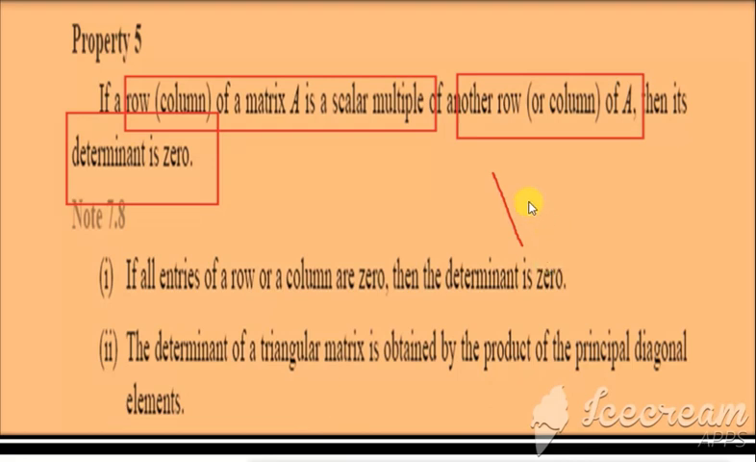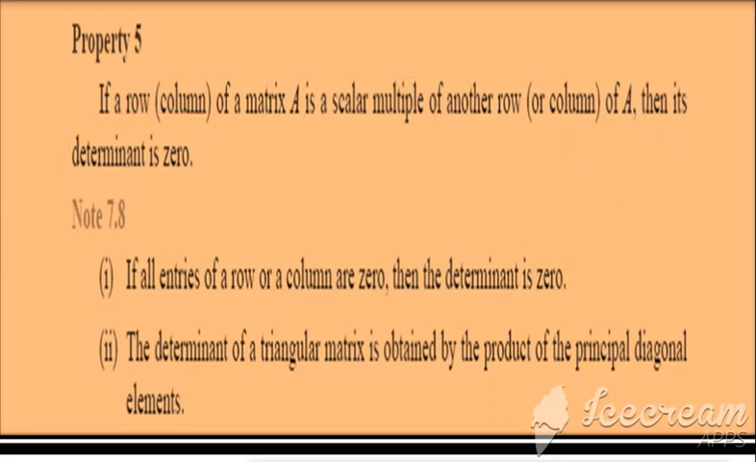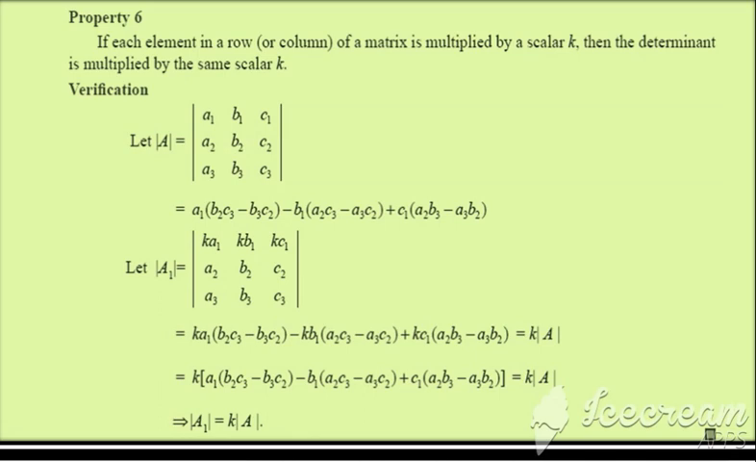That is this note. The next one: the determinant of a triangular matrix is obtained by the product of the principal diagonal elements. This is the note. Next we have property number 6. If each element in a row or column of a matrix is multiplied by a scalar k, then the determinant is multiplied by the same scalar.